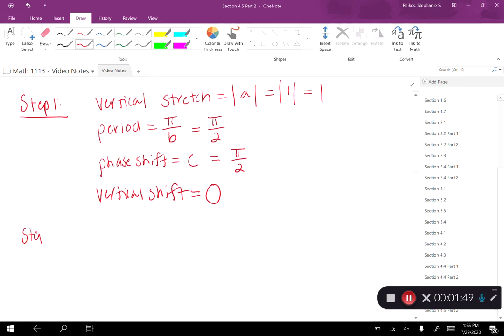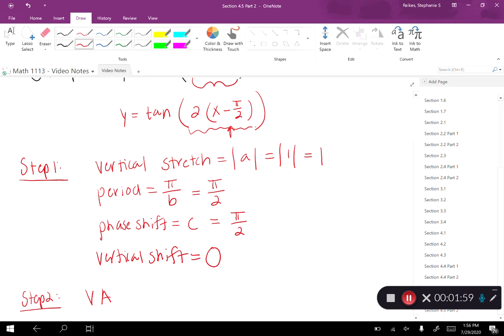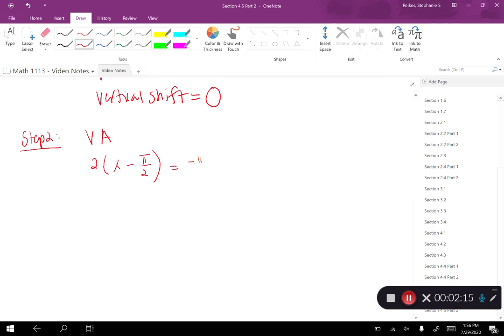Step 2. Step 2 is to find my vertical asymptotes of my tangent graph. Again, the rule is take my inside stuff and set it equal to negative pi over 2 and positive pi over 2. So inside stuff was 2 times x minus pi over 2, and I'm going to set that equal to negative pi over 2. And then I need to repeat and set it equal to positive pi over 2. And from here, I'm just going to solve.